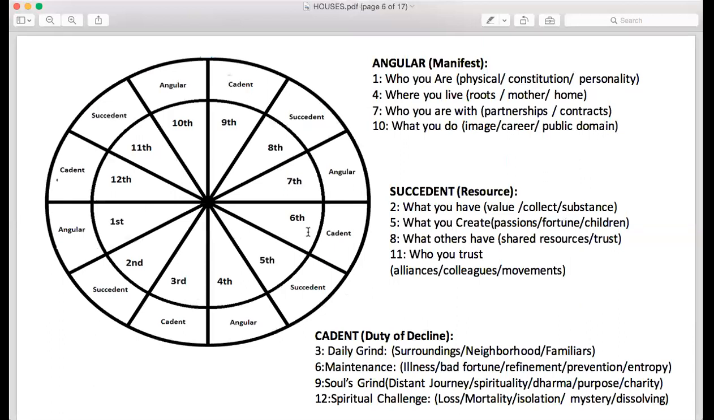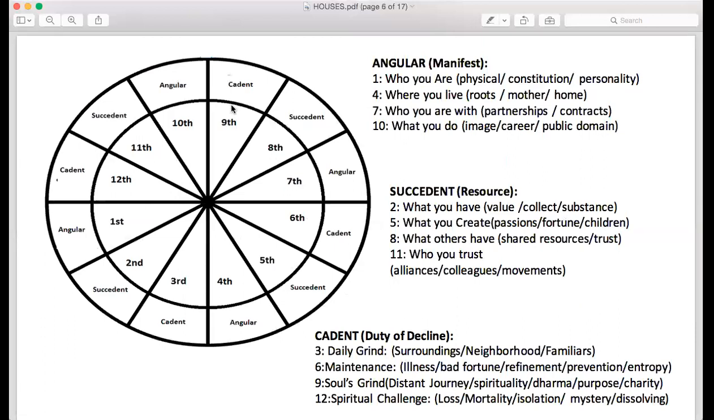From that we move into physical maintenance. This is the house generally of servitude, illness, bad fortune, refinement, prevention, and entropy. So this is the house of preventative measures, right? Doing the things that we kind of don't want to do, but that ward off a greater evil. Like, for example, combing your hair will prevent it from knotting up. Brushing your teeth prevents your teeth from falling out. Taking your blood pressure medication prevents all types of things.